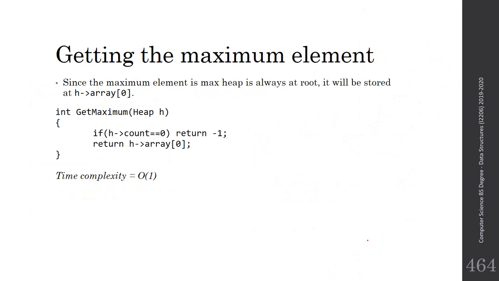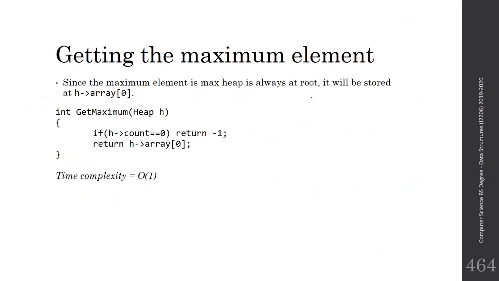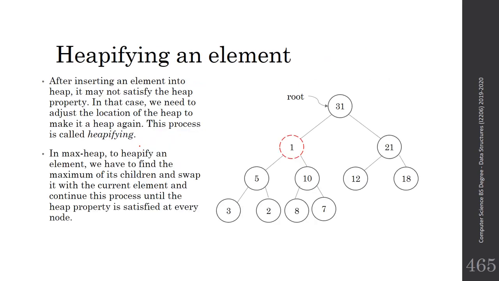To get the maximum element of a heap, the maximum is obviously here, at index 0, so I just need to return H array of 0, and again the complexity is equal to O(1).